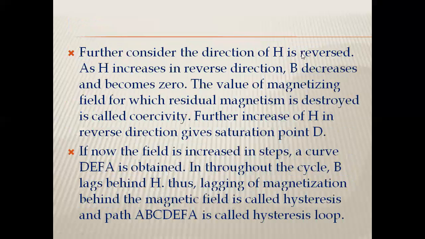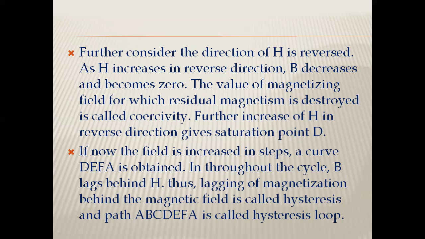Further, consider the direction of H is reversed. As H increases in reverse direction, B starts decreasing. The residual magnetism starts decreasing and becomes zero. The value of applied field for which residual magnetism is destroyed is called coercivity, or coercive field. Further increase of reverse applied field gives saturation point D.